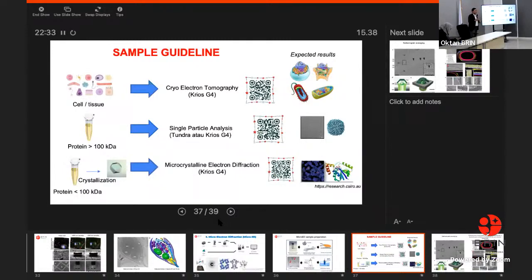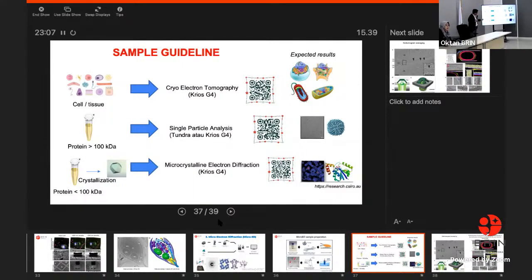As a guideline for us, if we have a big sample like a tissue or cells, you can use cryo-electron tomography. And this is the expected result for your sample. And if you have a protein above 100 kilodalton, then you can directly use single particle analysis, like using Krios or Tundra. And this is the expected result. You can get the image, and you obtain the 3D structure.